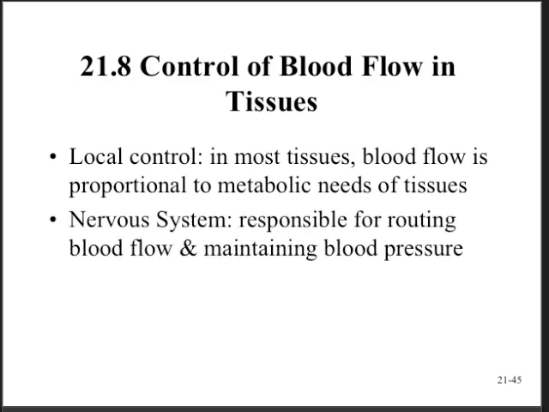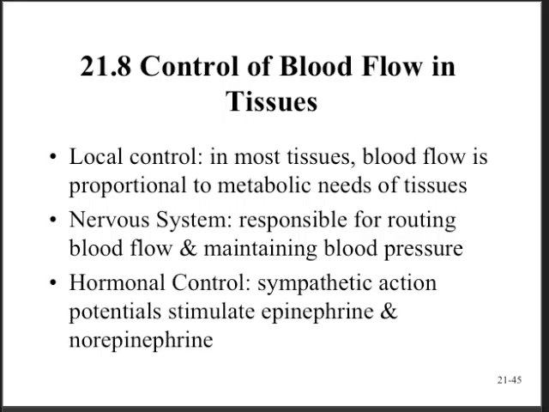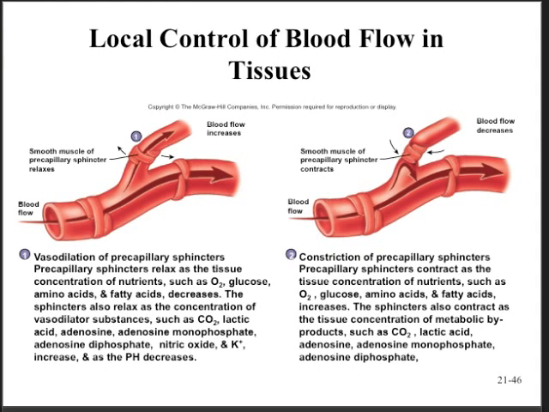The nervous system is responsible for routing blood flow and maintaining blood pressure, but there's also hormonal control. Sympathetic potentials will stimulate the medulla to produce norepinephrine and epinephrine. That'll get dumped into the bloodstream. The result is that you're going to have more of that hormone flowing through your system, and we already know that one of the major effects of epinephrine is vasoconstriction.